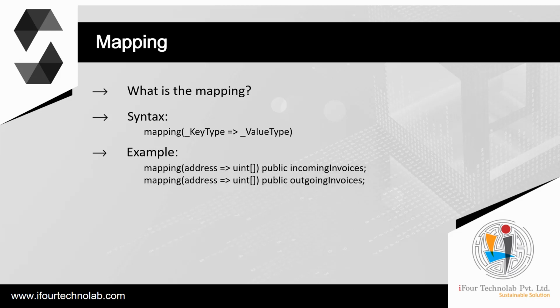Example. You can mark state variables of mapping type as public and Solidity creates a getter for you. The _KeyType becomes a parameter for the getter. If _ValueType is a value type or a struct, the getter returns _ValueType. If _ValueType is an array or a mapping, the getter has one parameter for each _KeyType, recursively.